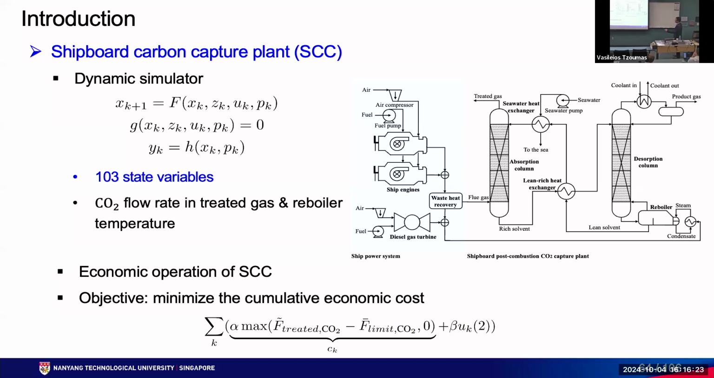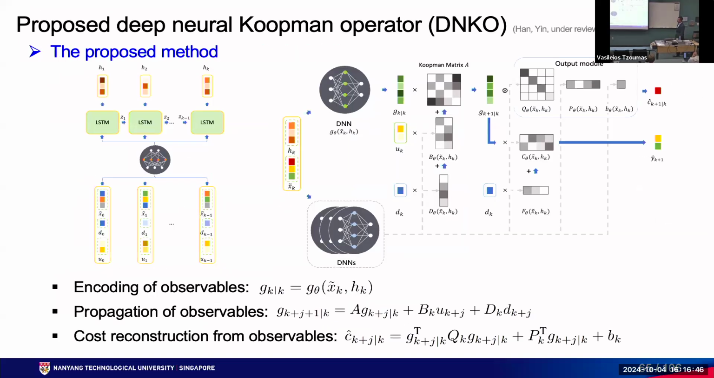And this is the whole plant. This plant contains 103 state variables. And here are the diesel engines from the ship. And this is a carbon capture plant, which is used to make the flue gas cleaner. So we will take out 60 to 80% of the CO2 from the emissions of the diesel engines of the ships. Okay, and we further extended this idea.